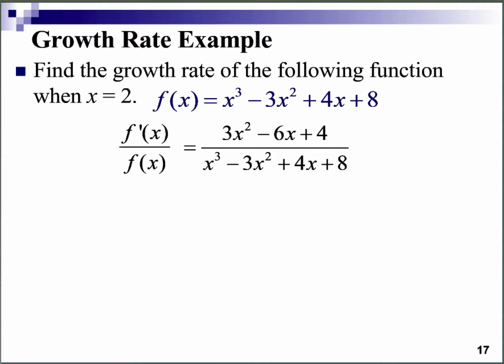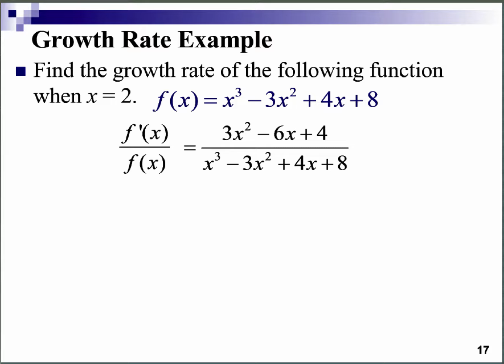So when we calculate the derivative of this function, we know that the derivative of x cubed is 3x squared. The derivative of negative 3x squared is negative 6x, and the derivative of 4x is 4. Of course, the derivative of 8 is 0, but we don't have to write the 0 here. So that's the derivative of the original function f. We take that derivative, we divide it by the original function. So this ratio here that you see is simply an expression for the growth rate of the function f.